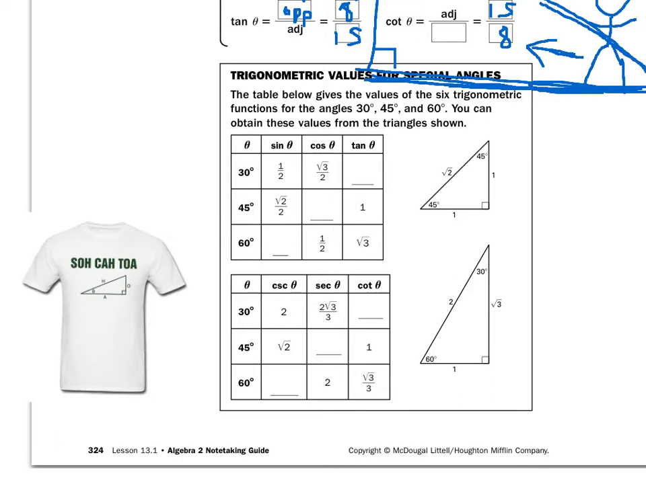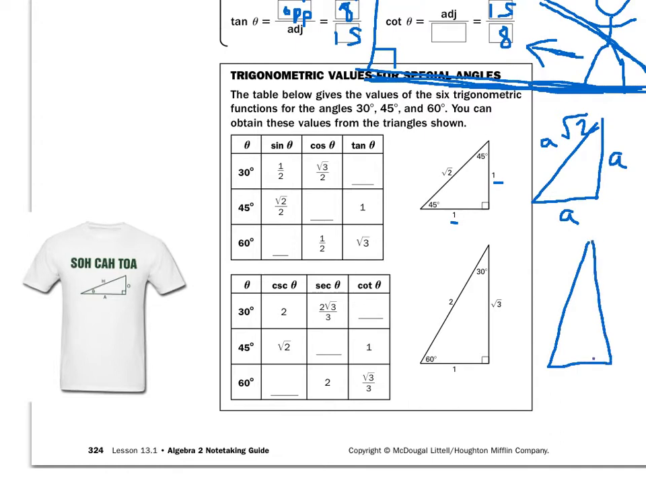There are special trigonometric values, and these really made a lot more sense to me once I had taught geometry a few times, because when you teach geometry, you teach those special right triangles. And if you remember your special right triangles, in geometry class we taught it like this: A, A, and A square root of 2. And the 30, 60, 90 triangle was A, 2A, and A square root of 3.